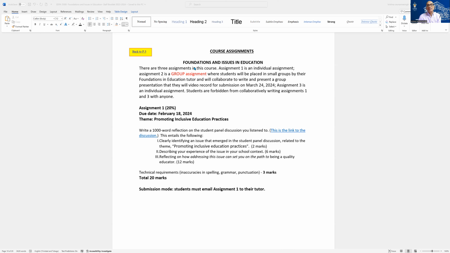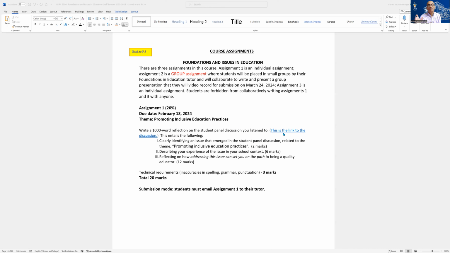To do this assignment, you have to click on the link you see here. You will receive the document with the 3 assignments. When you get it, you click on this, where it says this is the link to the discussion. It will take you to an external folder located in my OneDrive, where you will see a discussion that lasts for close to an hour between a School of Education staff member and some secondary school students. So you have to listen.